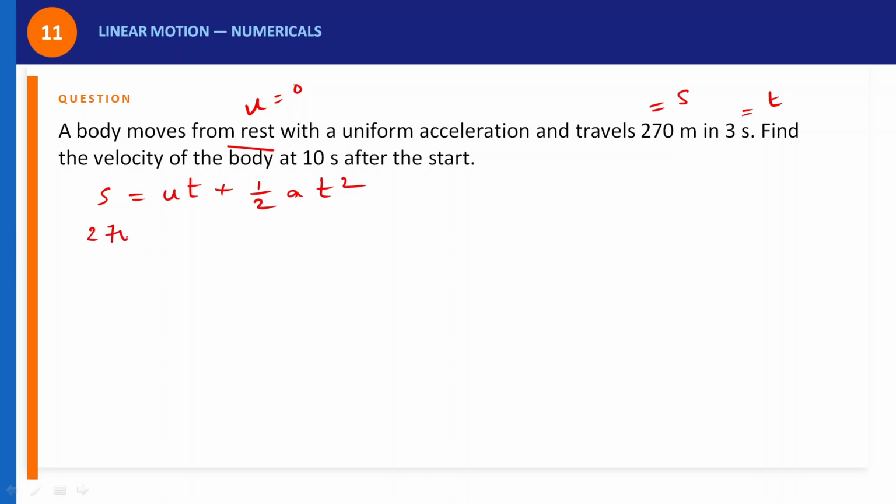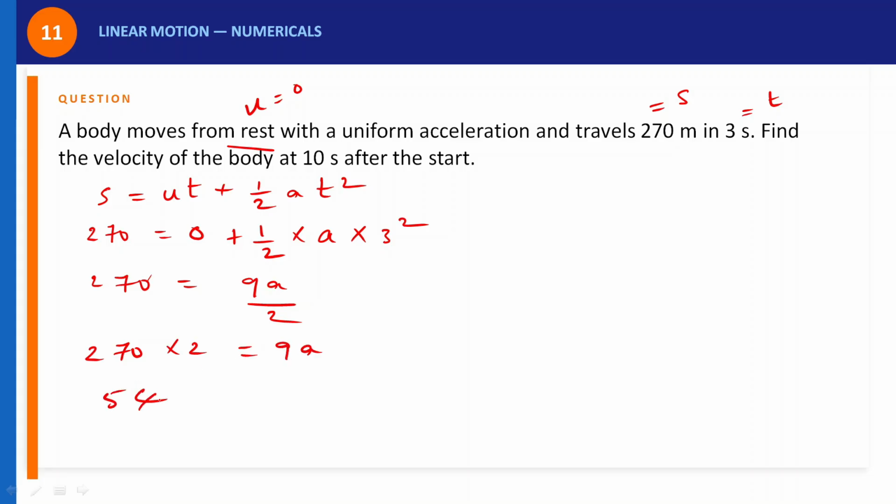Displacement 270. Initial velocity 0. So s = 0 into anything, 0, plus 1 by 2 into a. What is the time? 3 squared. 270 equal to 9a by 2. 3 squared is 9, so 9a by 2. Then you will get 540, I mean 270 into 2 equal to 9a.